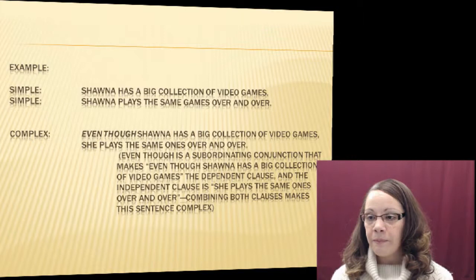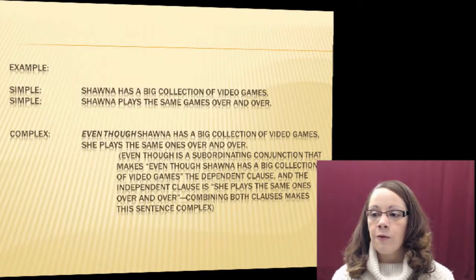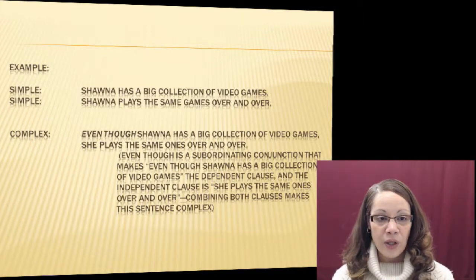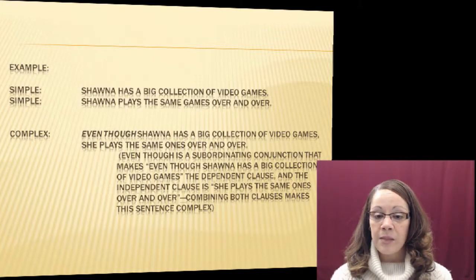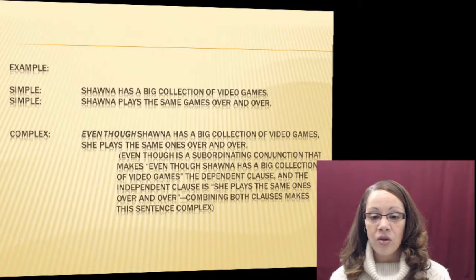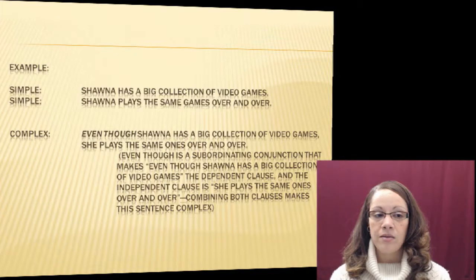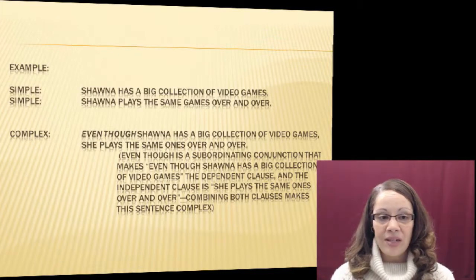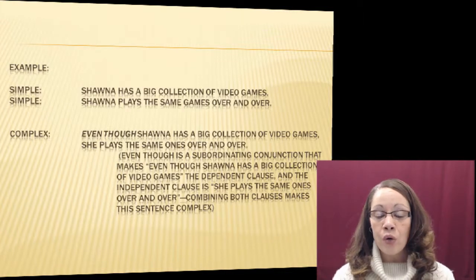So one complete thought. Shauna has a big collection of video games. Has is my verb, who or what has. Shauna is my subject. And I have one complete thought with a subject and a verb of the sentence. Then my next simple sentence example is Shauna plays the same games over and over. Plays is my verb, who or what plays.